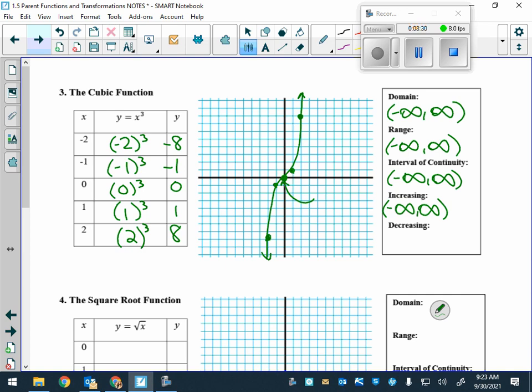What do these domain, range, interval of continuity, and increasing also resemble that we've seen already today? What is it very similar to? Yes, a quadratic. Careful. A linear function. This is very similar to a linear function. Think of it this way: linear functions have an exponent of 1, cubics have an exponent of 3. Those are odd exponents, so they're going in opposite directions. Linear functions are continuous.